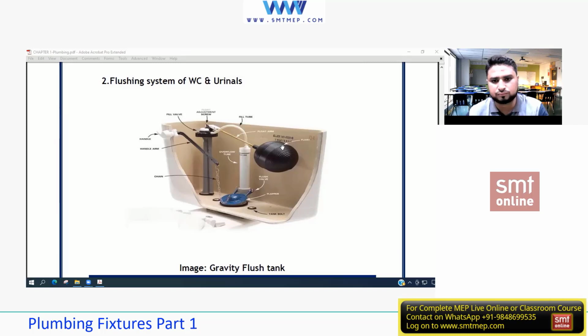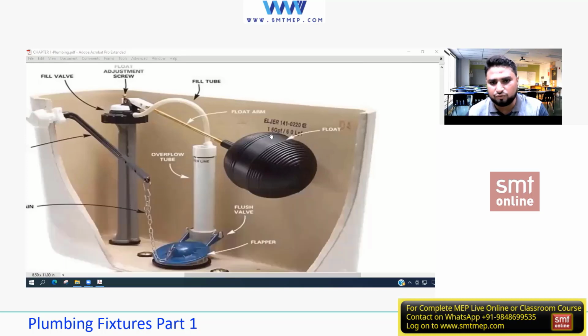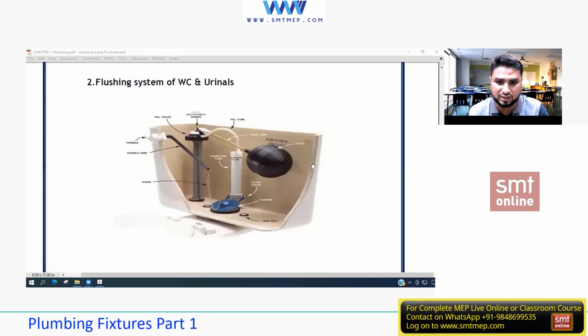Can you see online? Yes, sir. 1.6 gallons per flush. That means this tank has a capacity to hold 1.6 gallons of water. That means in one flush, we are draining out 1.6 gallons of water. And the water being used over here is not soft water. It is recommended to use hard water.